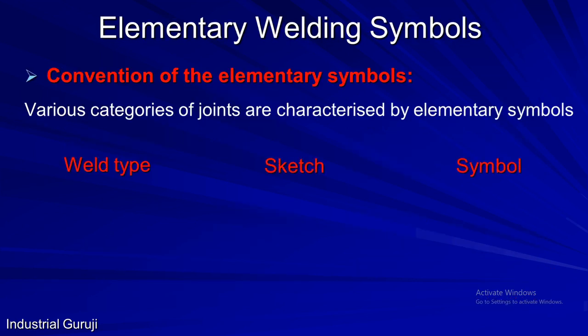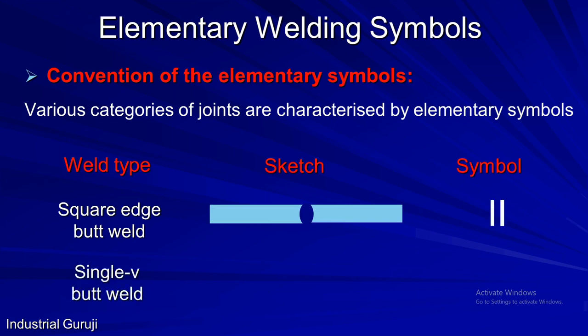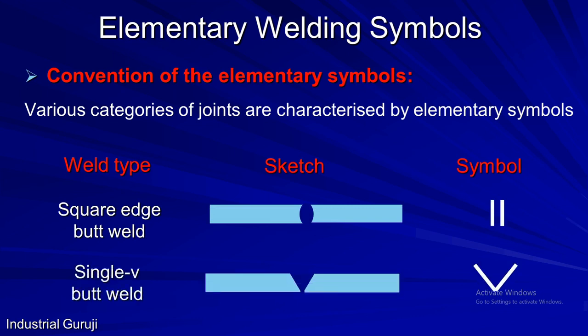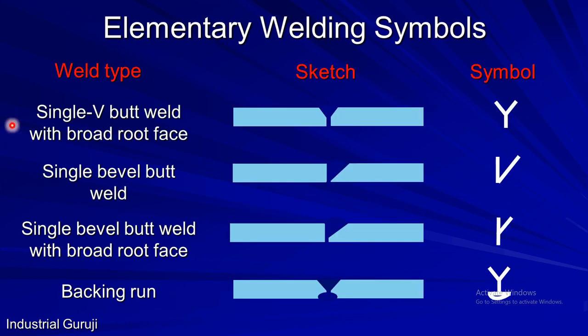Now as we have seen the arrow line and the reference line, let's come to elementary welding symbols. Elementary symbols represent various categories of joints. These resemble English letters. Like in here, single edge butt joint is shown by two vertical parallel lines. Also, single V butt joint is shown by letter V. Single V butt weld with broad root face is shown by letter Y. Similarly, single bevel butt joint is shown by a vertical straight line with a connecting slant line.